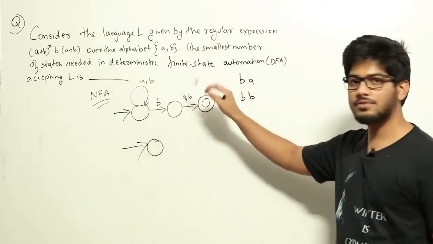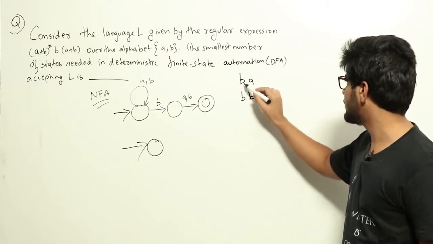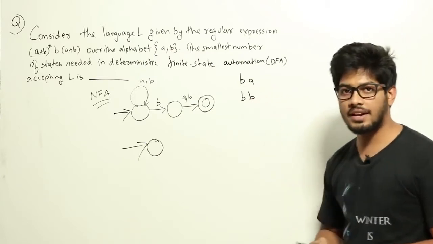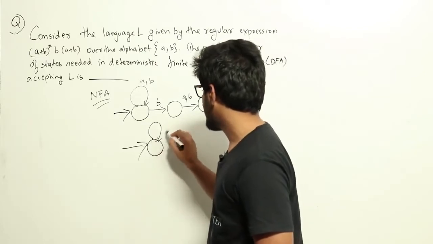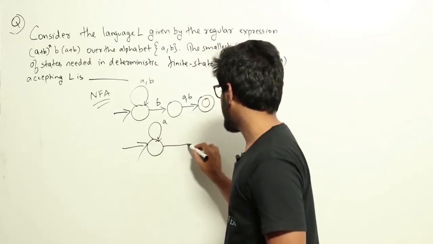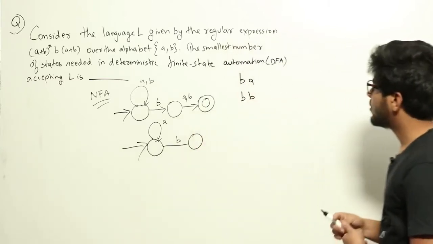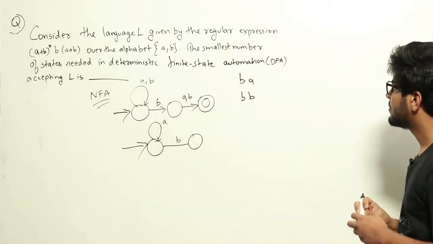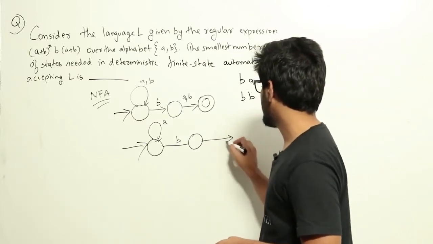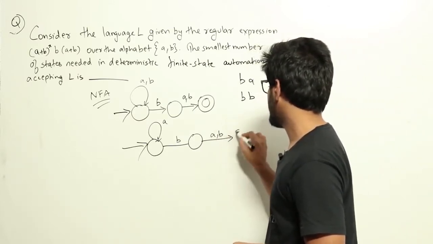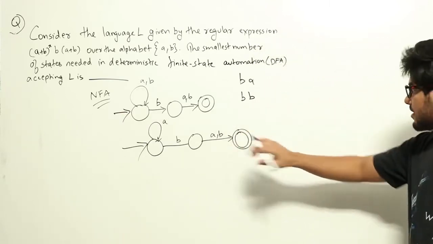Now as long as we see A's, it doesn't matter because it's a string ending with B or A. Only when we see the first B, it matters. So let us say that for A, we go to the same state. And on seeing the first B, I go to this state. Now it's all strings ending with B, A or BB, right? So on seeing the next A or B, I can go to this state. Okay, so this seems correct.